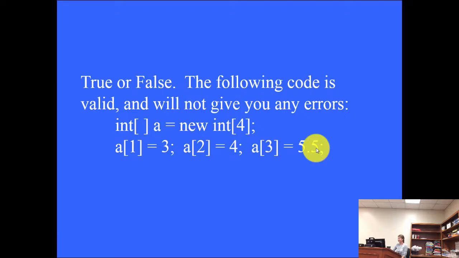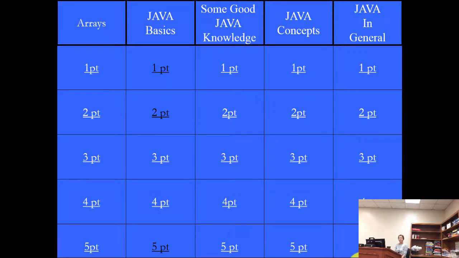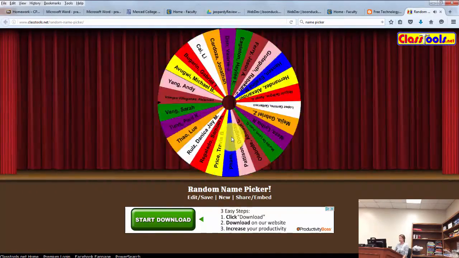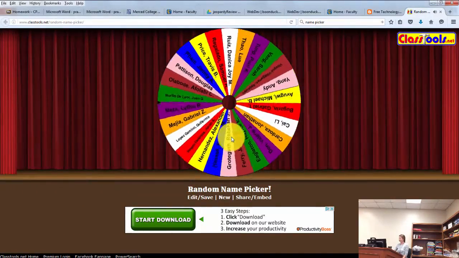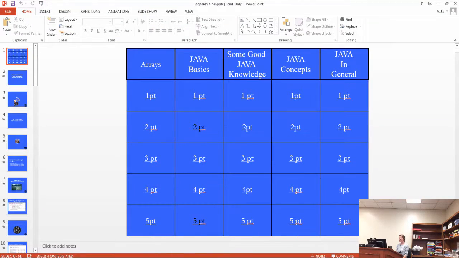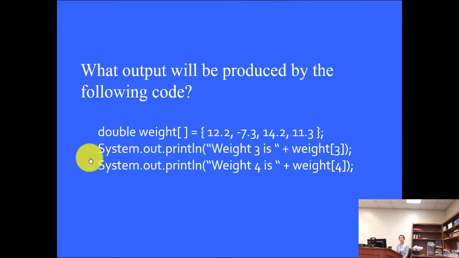Okay. Okay, Gabriel. Mejia. Right on, good. All right, what output is going to be produced by our following code?